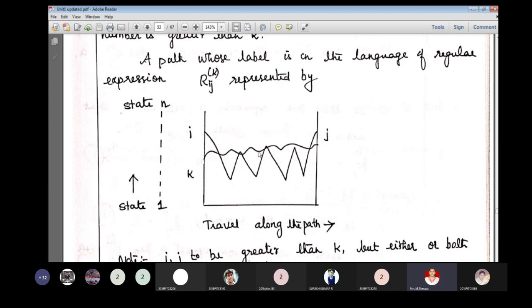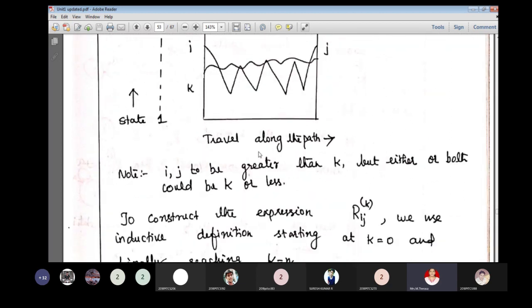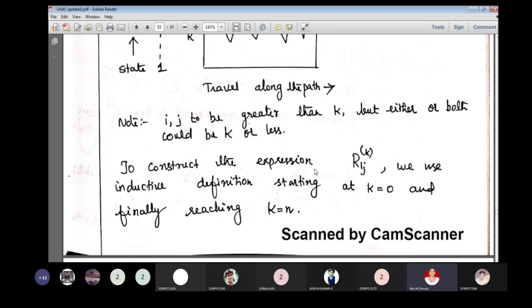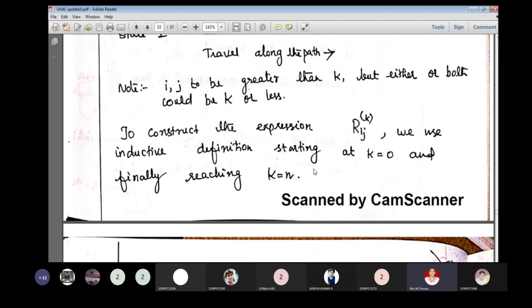So consider there are some n states. Okay, i and j are always greater than k, but either or both could be k or less. To construct the expression R_ij^k, we use an inductive definition starting at k equal to 0 and finally reaching k equal to n.